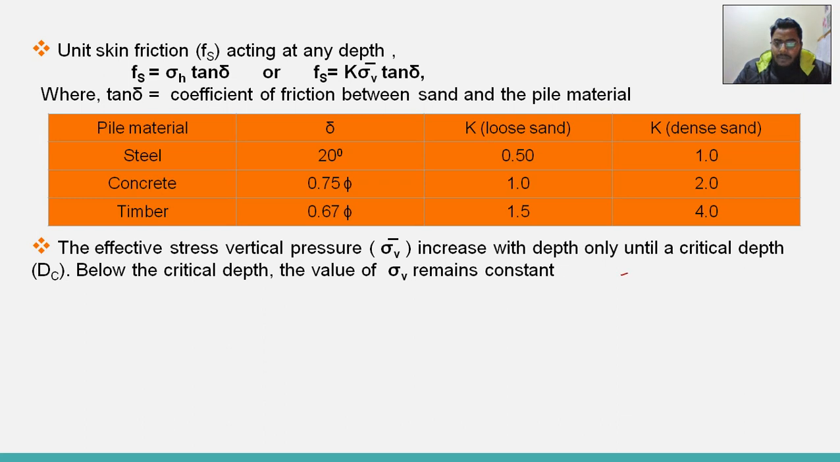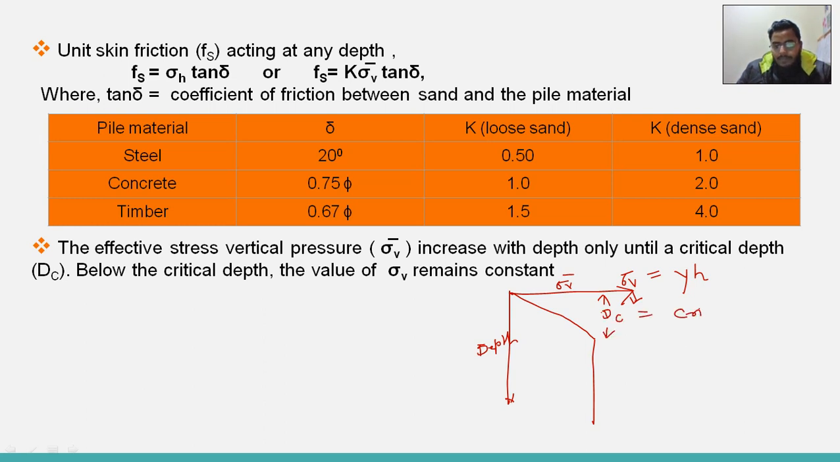We have seen that sigma v we can calculate at any point, with unit weight of soil, suppose gamma, suppose in the dry condition, into H, whatever the depth. So this will give us the vertical stress at that depth, okay? But we will see in this case, suppose this is the graph of vertical stress and this is the depth. Okay, so it will increase up to a certain height and then it will become constant. So this height or this depth is called critical depth. Okay, so critical depth.